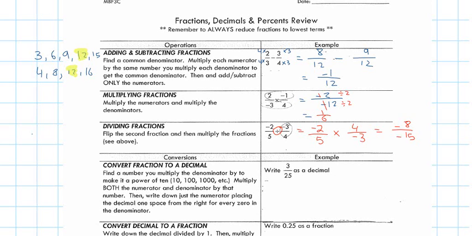Can I reduce 8 and 15? Is there any number that I can divide both 8 and 15 by? No. 8 is only divisible by 2, 4, and 8, right? 15 is divisible by 3 and 5, right? There's no common factor. So that's going to be 8 over 15 because the negative cancels.